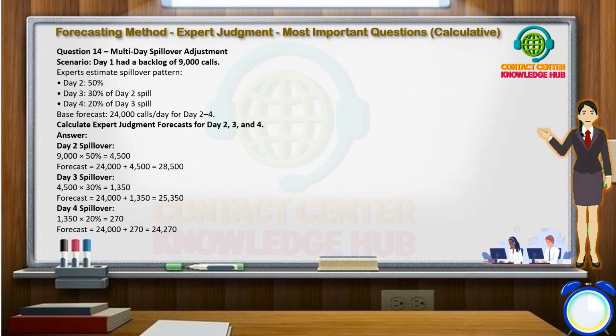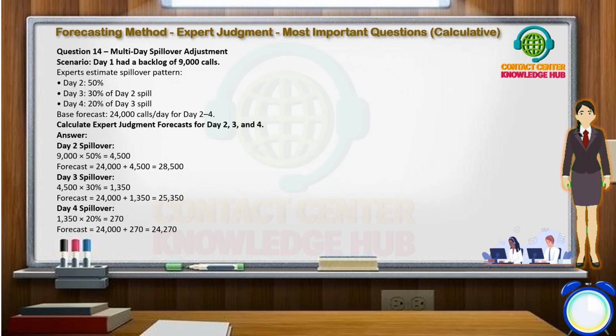Day 3 calculation. Day 3 spillover is 30% of the day 2 spillover, not 30% of the original backlog. So, 4,500 times 0.30 is equal to 1,350 calls. Now add to the base forecast. 24,000 plus 1,350 equals 25,350 calls. So, day 3 expert judgment forecast is 25,350 calls.